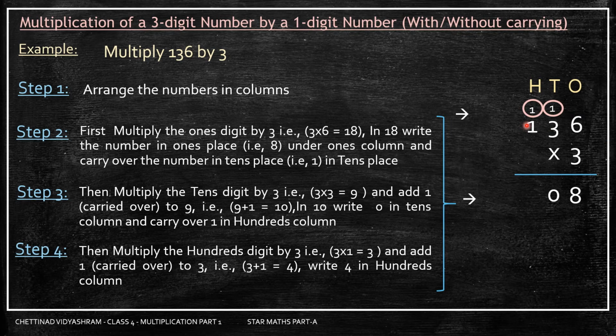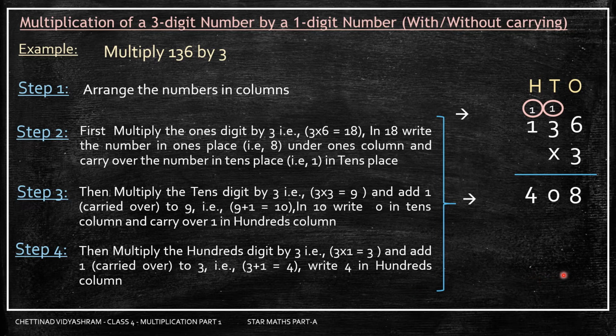Okay. In step 4, now start multiplying the number in hundreds place, which is 1. So 3 ones are 3 plus the carryover number, which is 1. So 3 ones are 3 plus 1, 4. So the answer is 408.